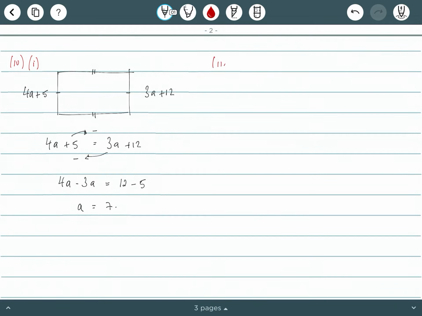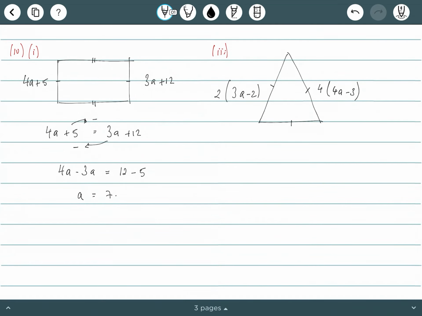10 part 3. This time we have a triangle. All three sides are equal, therefore it's an equilateral. We have 3a minus 2 in a bracket, multiplied by 2, and we have 4a minus 3 in a bracket, multiplied by 4.